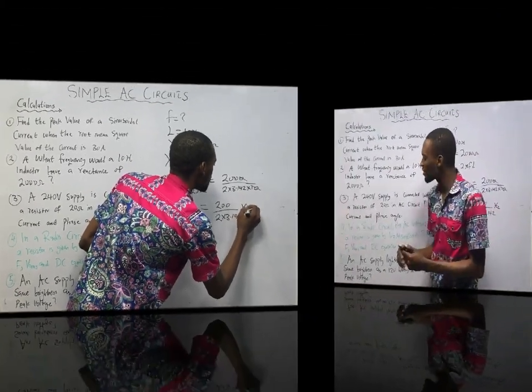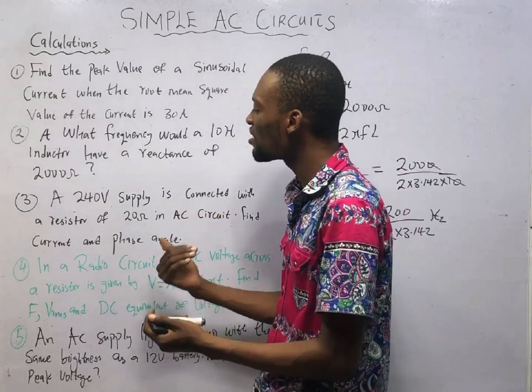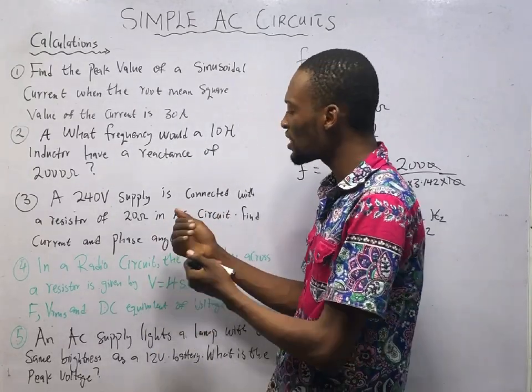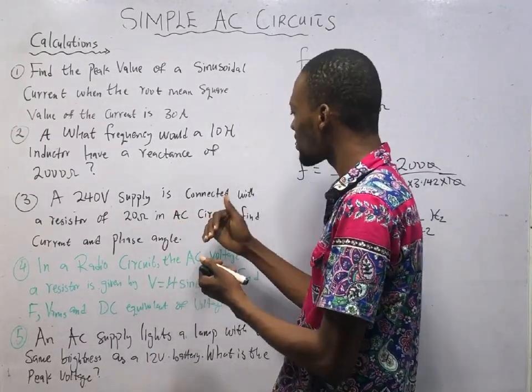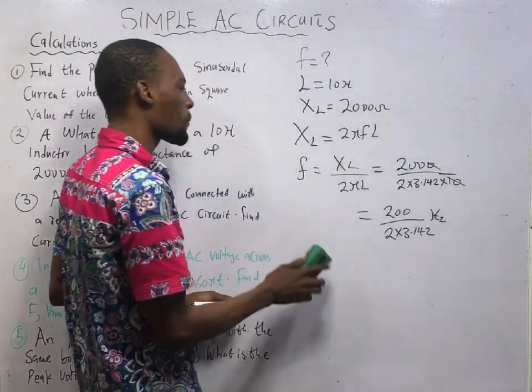A 240 volt supply is connected with a resistor of 220 ohms in AC circuit. Find the current and phase angle.